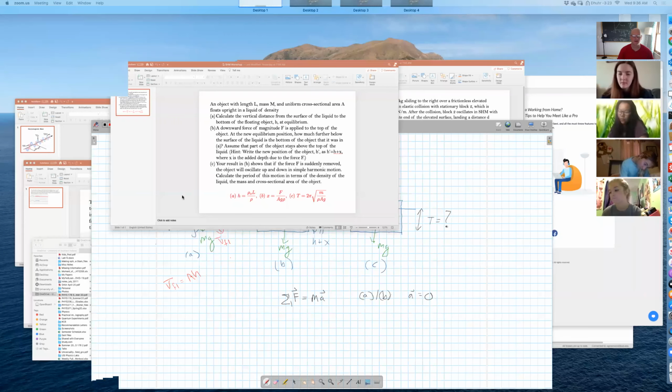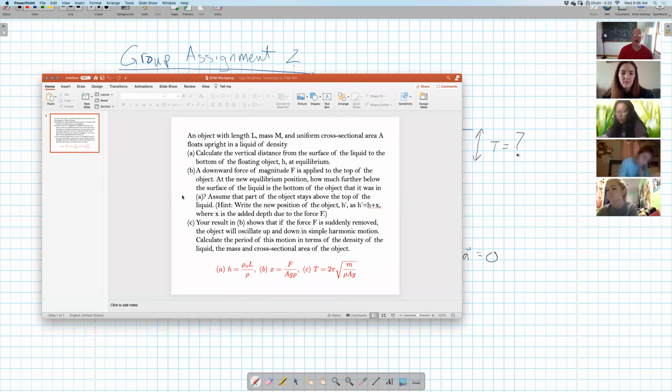So this one says we have an object of length L and mass M and cross-sectional area A floating in some fluid which has a density of rho. So in the first part, basically it's just floating on top of the fluid, and what you want to do then is determine how much of the object is underneath the level of the fluid. So by how much is it floating?